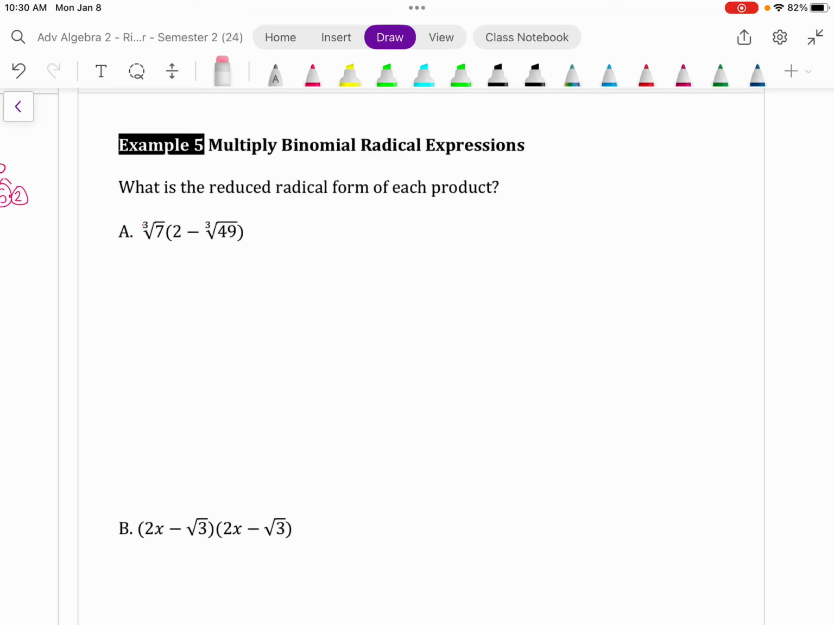All right, last video, we're going to talk about multiplying and essentially dividing. So we can multiply by distributing. So inside and outside stay separate. So if I say the cube root of 7 times 2, it's just 2 cube root of 7.